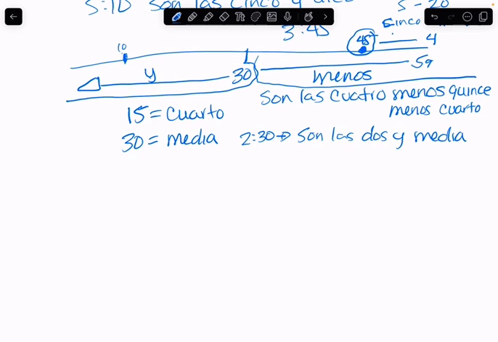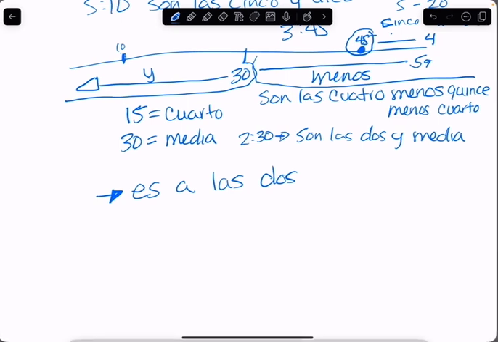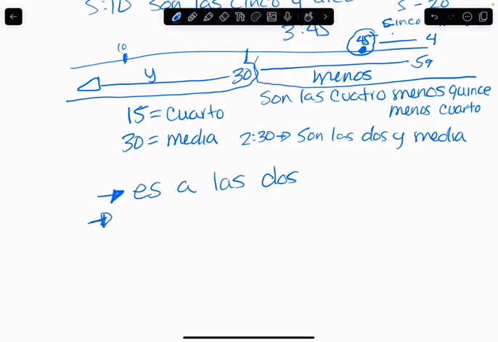So whenever you're scheduling, so if I ask, at what time is Spanish class? And let's say our Spanish class is at 2 p.m. You can say, es a las dos. This is when it comes to scheduling. Es a las dos. When it comes to telling time, you would say, remember we went through the top, son las dos.